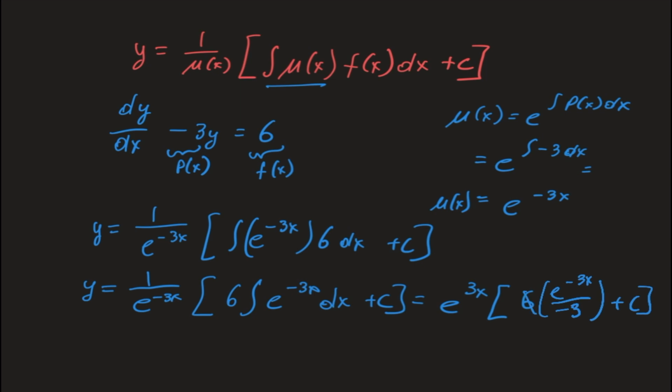Notice 6 and 3 will reduce to 1. So what we have is e to the 3x times negative 2 e to the negative 3x plus c. Now I'm going to distribute this e to the 3x through my parenthesis, and notice that e to the 3x and e to the negative 3x will just cancel, leaving me with negative 2 plus c times e to the 3x.